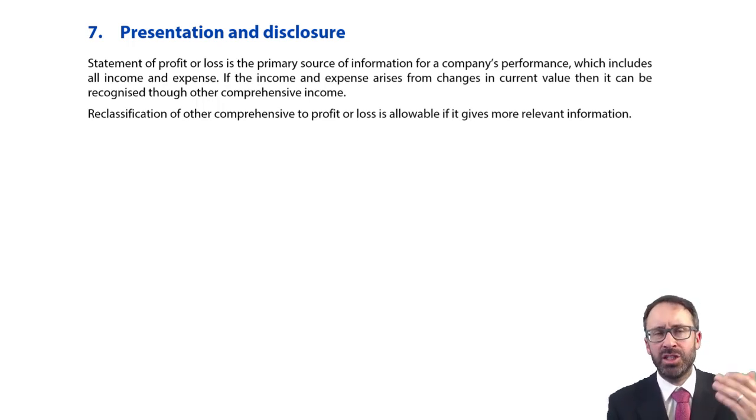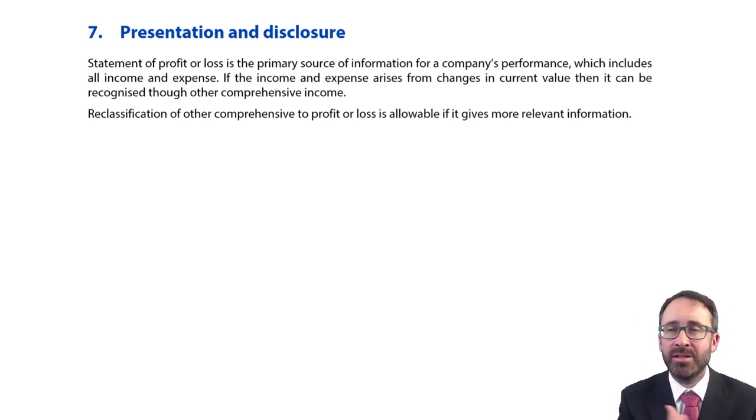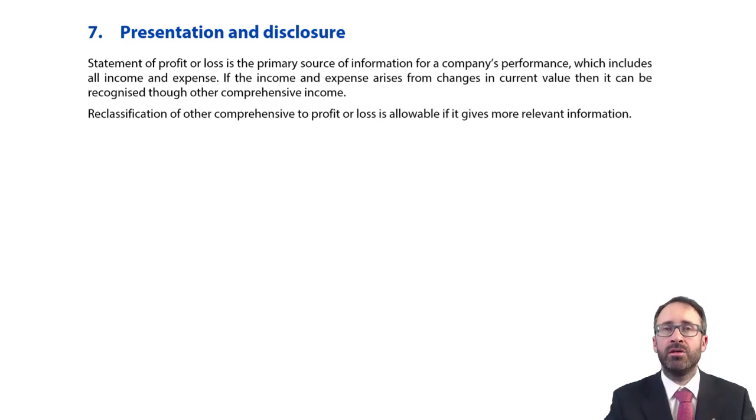So changes in the asset, change in the liabilities value. Again, linking it back to the definitions of income and expense. So income being increases in assets, reductions in liabilities. Expenses being reductions in assets and increases in liabilities. Those changes are going to go to your primary source of information on performance, which is your statement of profit or loss.